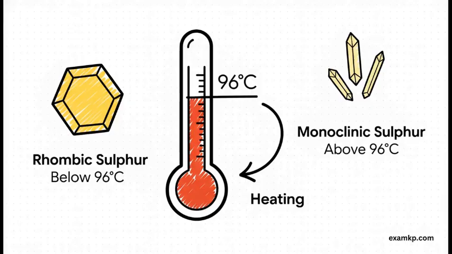Right, check this out. Sulfur has two main crystalline forms, or allotropes. On the left, you've got rhombic sulfur. See that nice octahedral shape? It's the stable form below 96 degrees Celsius. But if you heat it up past that point, it changes. On the right, you see monoclinic sulfur, which has these cool needle-like crystals. This one is stable above 96 degrees. So what's the magic number? 96 degrees Celsius. That's the transition temperature. You need to remember that number.